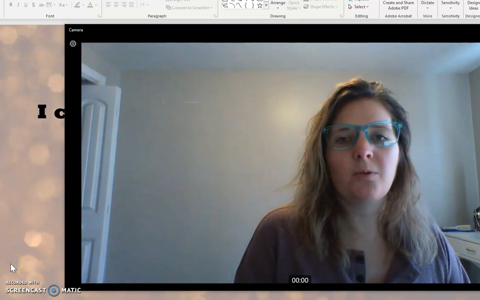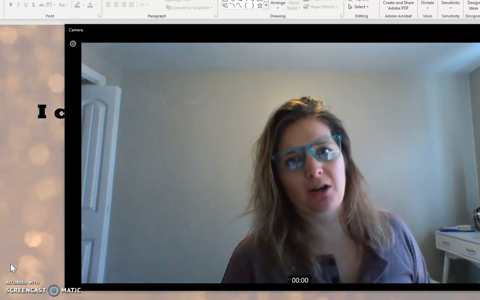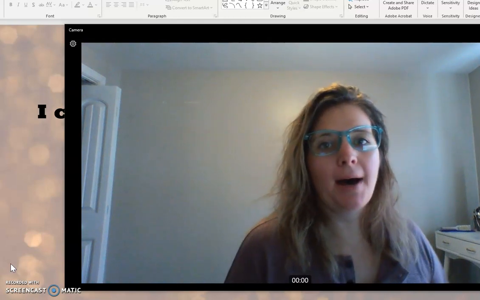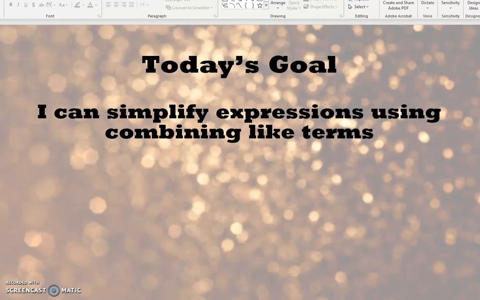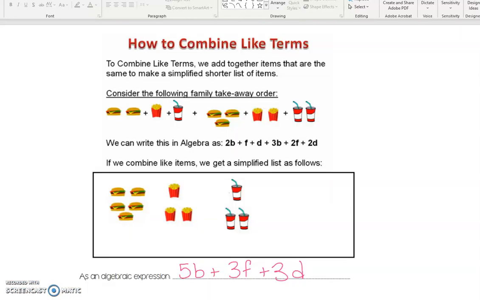Today we're going to talk about another way to simplify algebraic expressions, and we'll be doing so by combining like terms. This picture is a good way of understanding what combining like terms is visually. When we combine like terms, we are putting together things that are the same. So if we take this example, we would combine all of the burgers, all of the fries, and all of the drinks.